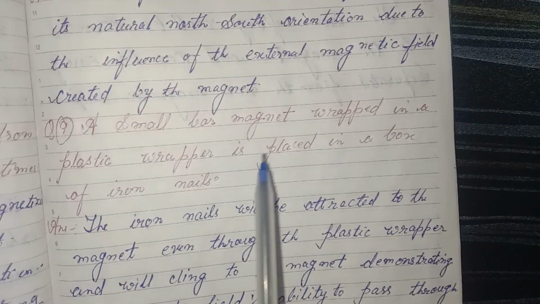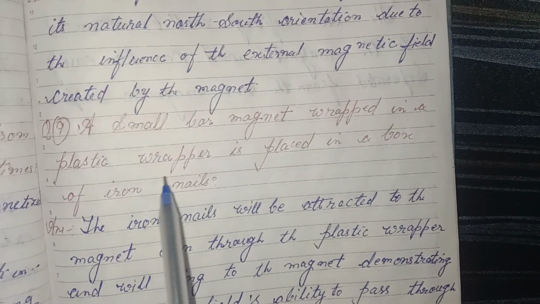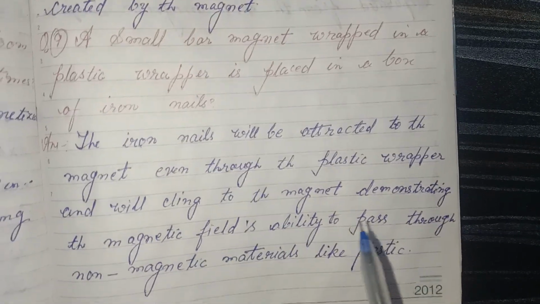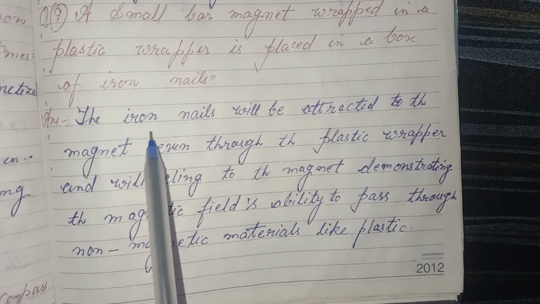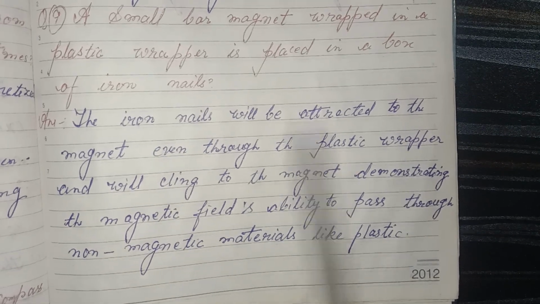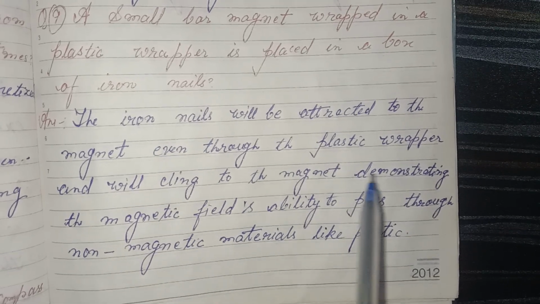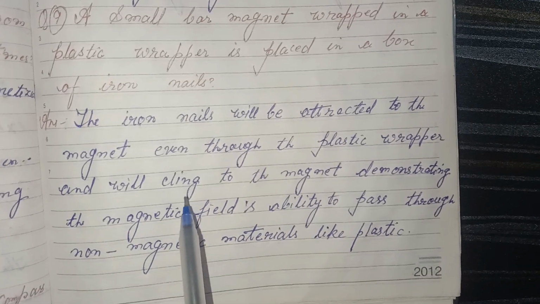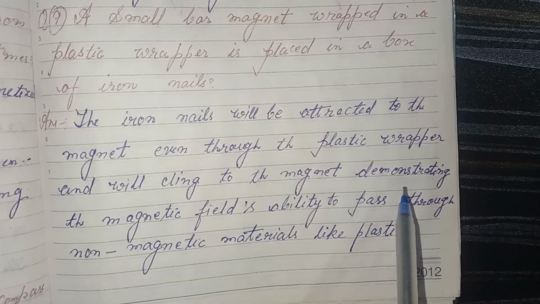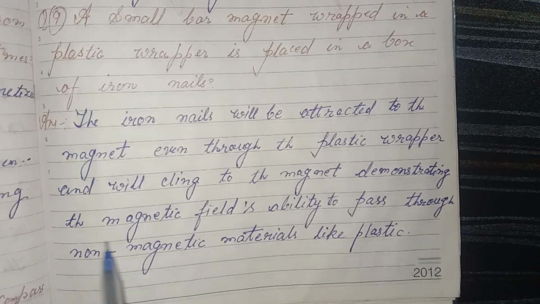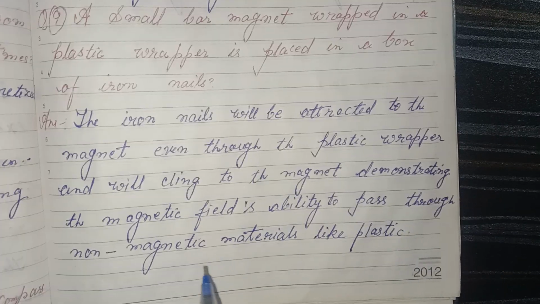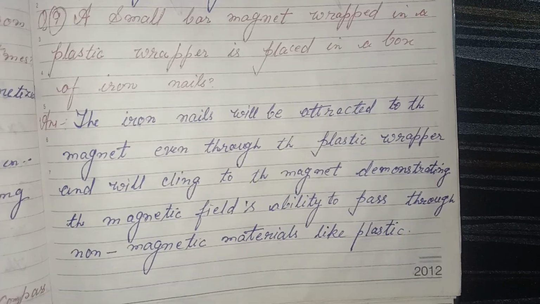9. A small bar magnet wrapped in a plastic wrap is placed in a box of iron nails. Answer: the iron nails will be attracted to the magnet even through the plastic wrapper and will cling to the magnet, demonstrating the magnetic field's ability to pass through non-magnetic materials like plastic.